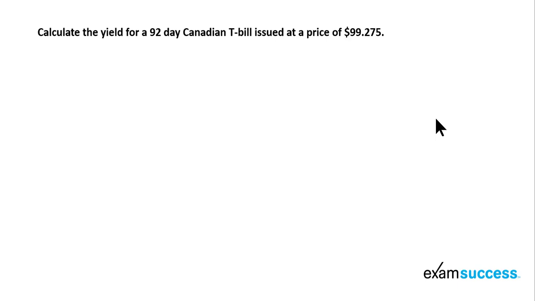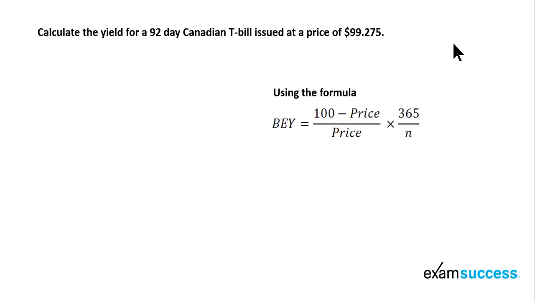We're going to go through a couple of T-bill examples for yield and price. So in this first example, we are calculating the yield for a 92-day Canadian T-bill that's issued at a price of 99.275. So we can use the formula.